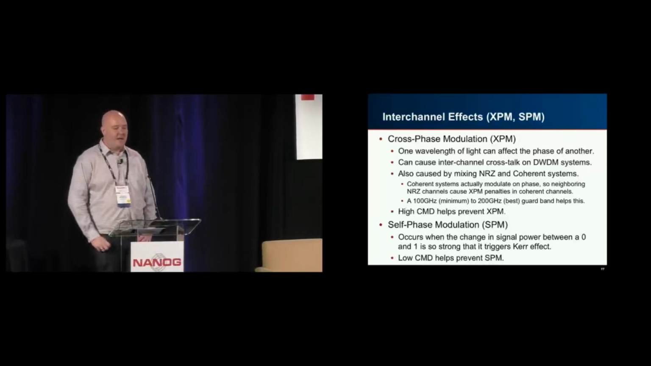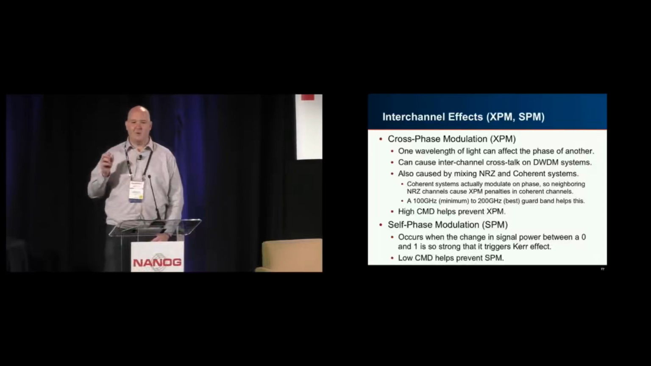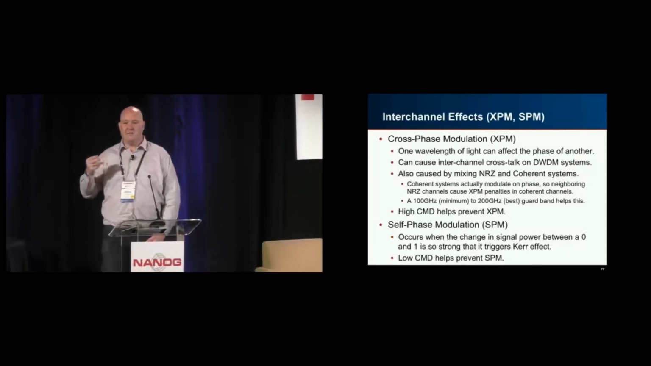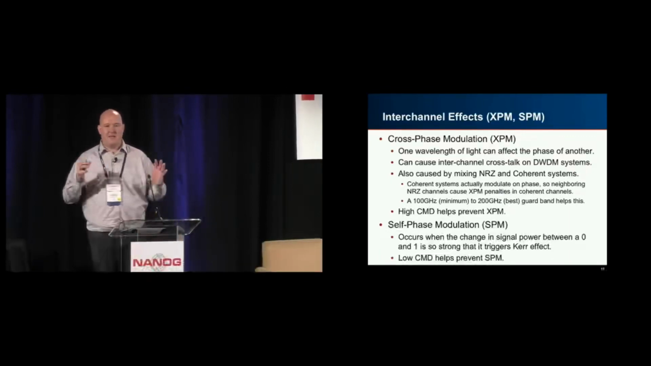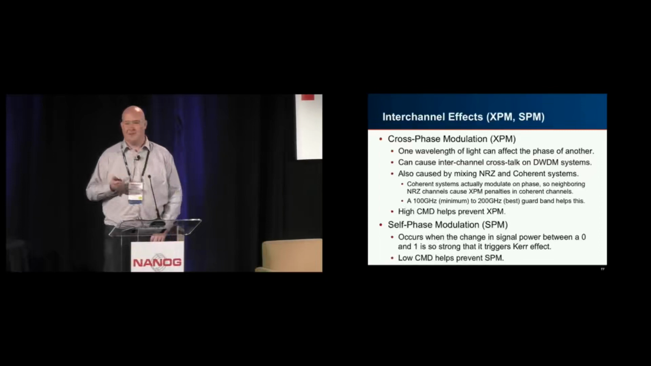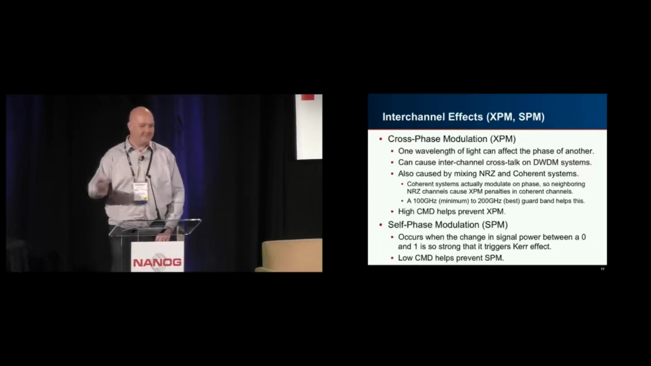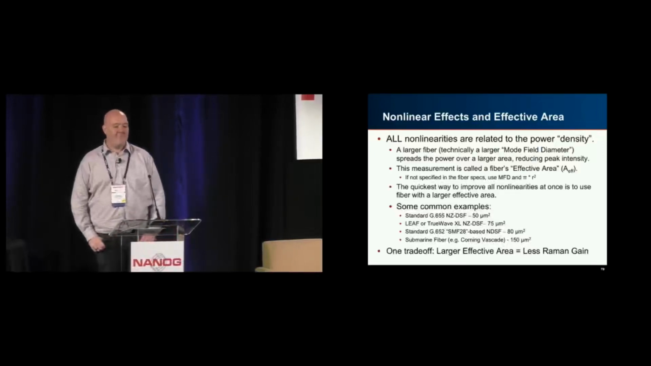Self-phase modulation is what happens when the change in power level between a 0 and 1 is so extreme that it causes the Kerr effect. It causes the change in refractive index to happen dynamically in the fiber. And what's really bad here is you end up with a property called self-focusing. Imagine that inside of this waveguide of fiber, you create a smaller waveguide of fiber, and you focus the power because of these different refractive indexes. In this example, having lower chromatic dispersion helps with SPM. So all of these things are a balance. But ultimately, all of these nonlinear effects are all about power and power density.